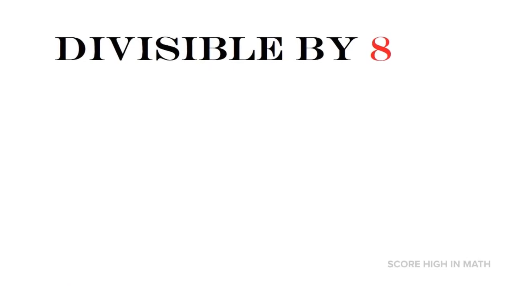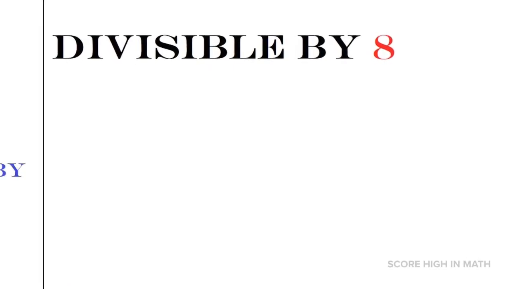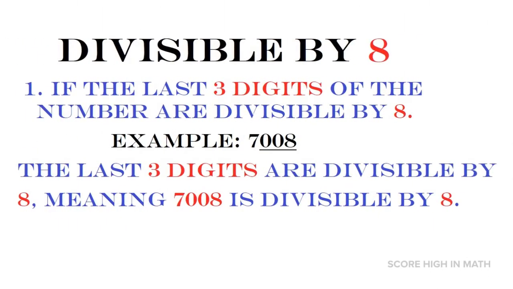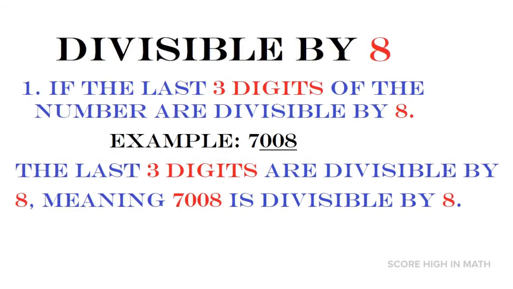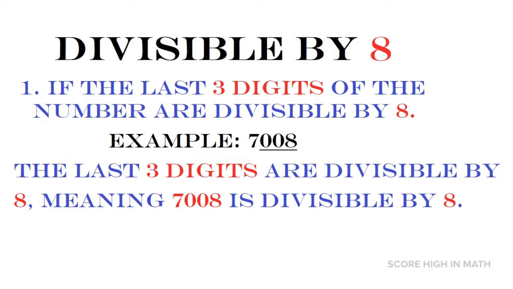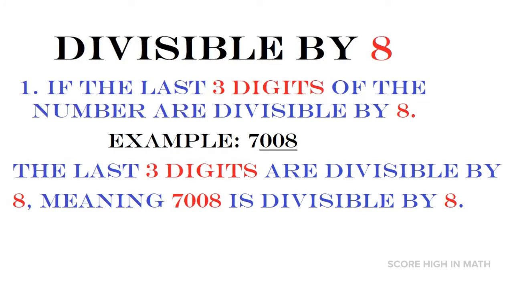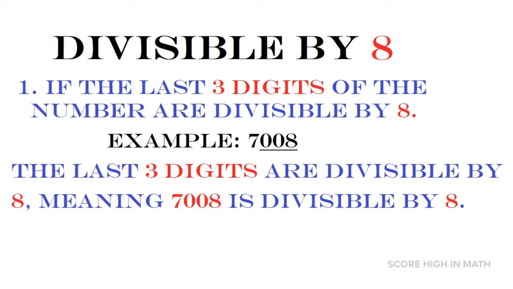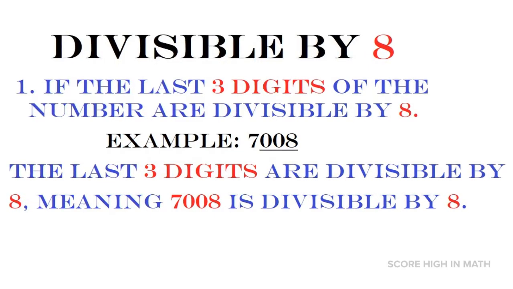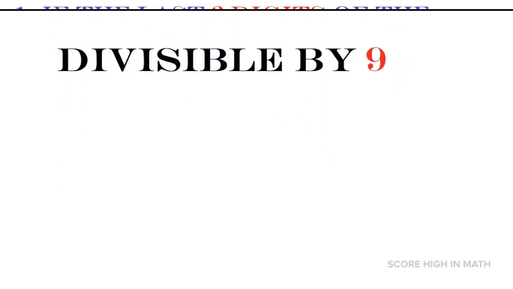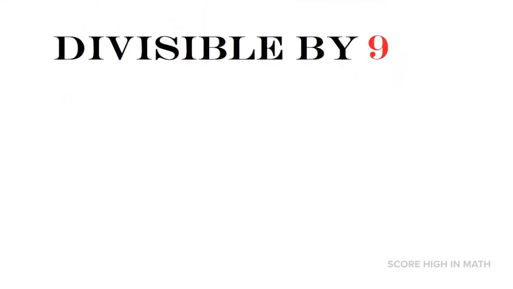Let us now proceed to the numbers divisible by 8. We need to check if the last 3 digits of the number are divisible by 8. For example, 7,008. The last 3 digits are divisible by 8, meaning 7,008 is divisible by 8. Let us move to the numbers divisible by 9.